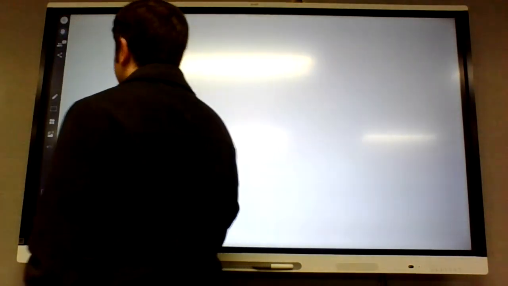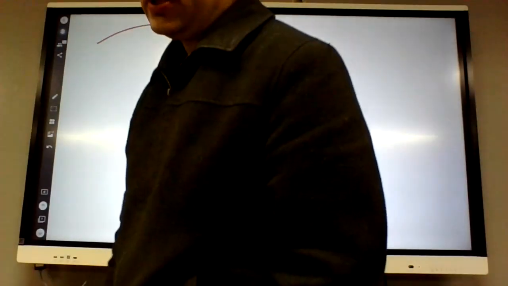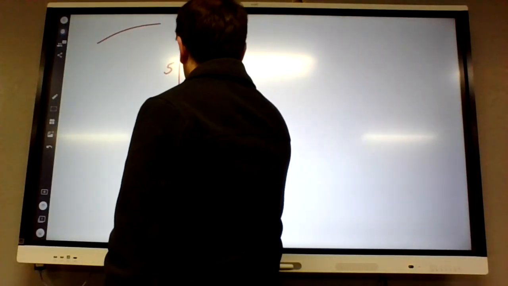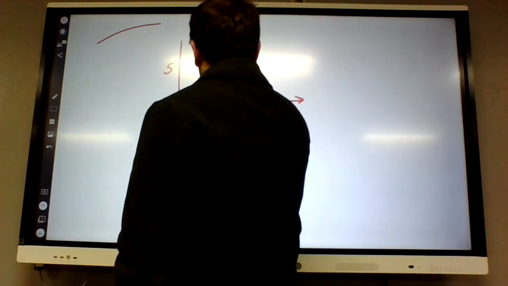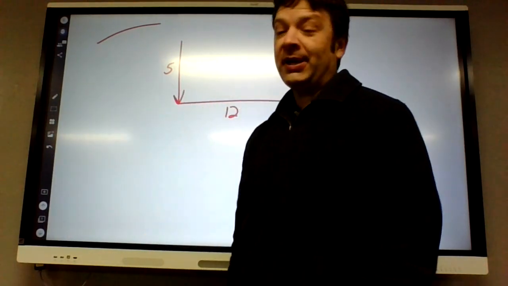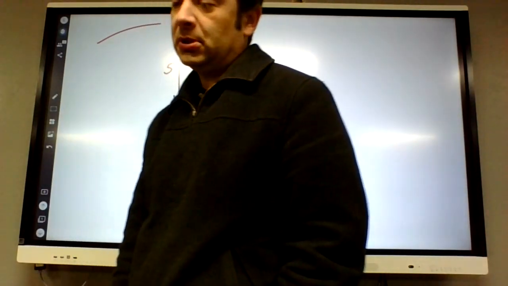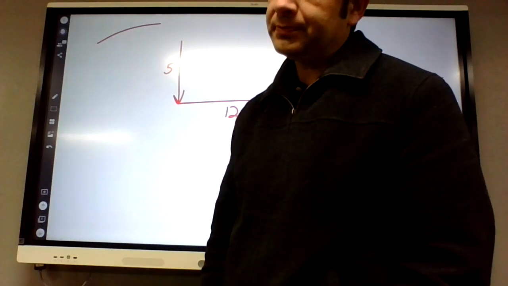Anyway, okay. An object is pulled due south by force F1 of 5N. Do you guys know what N stands for? Newtons. So it's going down 5. And due east by a force F2 of 12 newtons. That's what they're going to ask. Find the direction and magnitude. That's a vector.